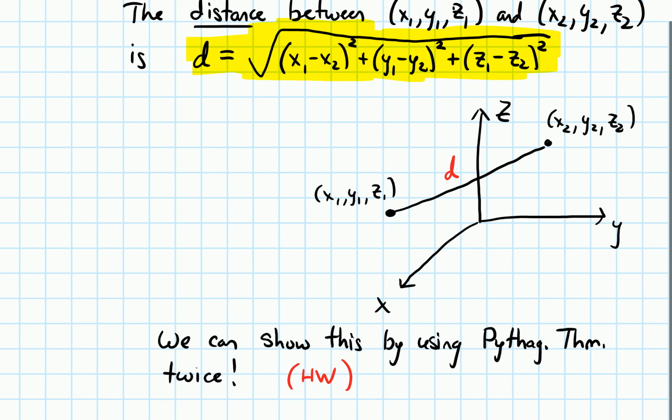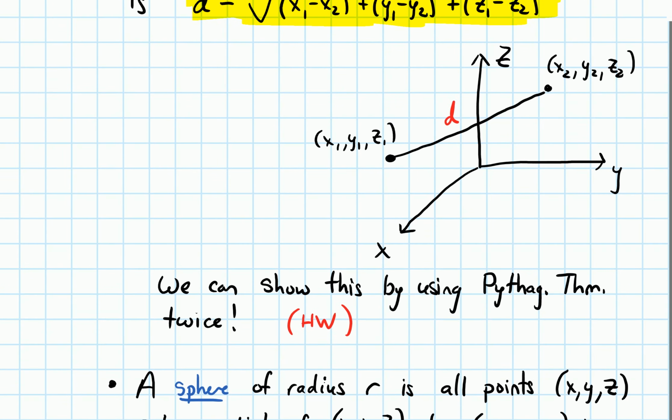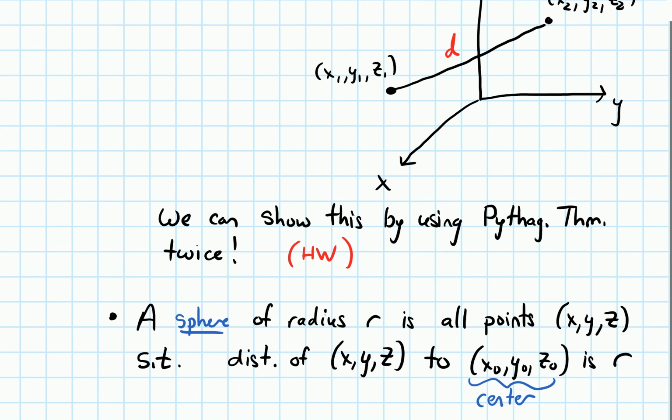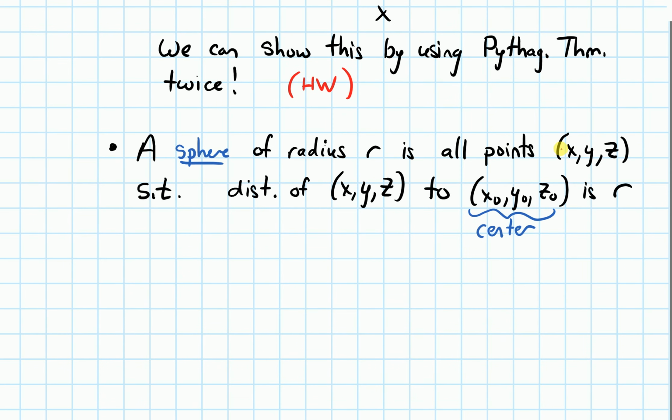All right, so one of the main applications of the distance formula is we can use it to get the equation of a sphere. A sphere is the 3D version of a circle. So here's the definition. A sphere of radius r consists of all points x, y, z, s.t., which means such that, the distance of x, y, z to the center, which I'm calling x naught, y naught, z naught, is r.